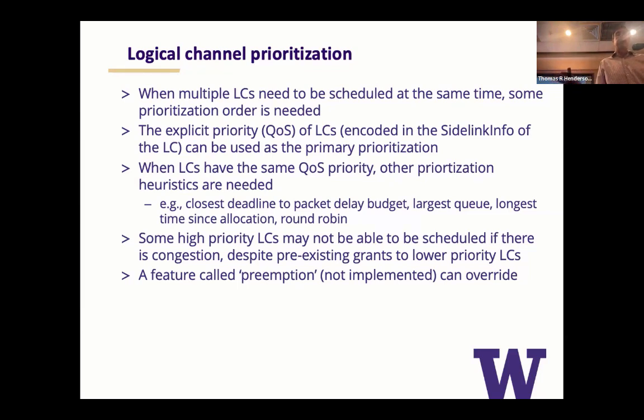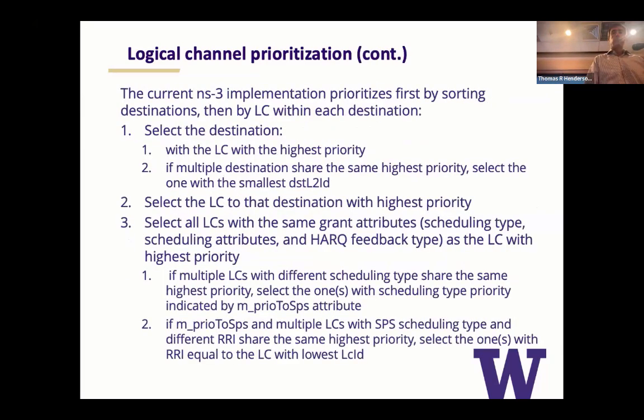So some high priority LCs may not be able to be scheduled if there's congestion, but there may be congestion because there are pre-existing grants to lower priority logical channels. So there's a feature in the standard called preemption, which could override this and cause the scheduler to give priority to this new traffic. This is the view of the general problem. Not all of these features are implemented in NS3. For instance, preemption is a feature that we don't support yet. I'll talk now about what the code is presently doing, thanks to Samantha's implementation.